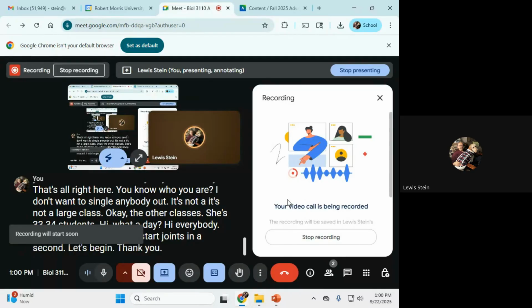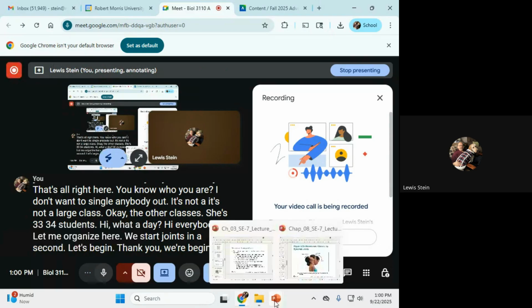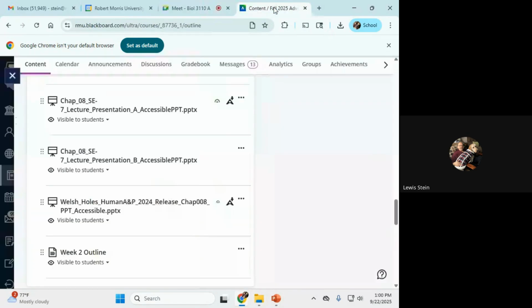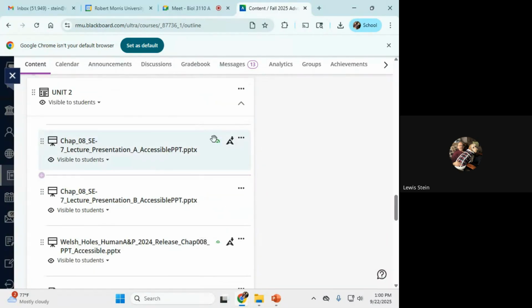Thank you. We're beginning. So as I was saying, if you just look, I just added these. I created Unit 2, which is week 2. And I've added these two PowerPoints, which is the start of the second unit, joints, which are a relatively small part of it. And I think this is the Welsh Hall textbook chapter. I'll have to double check.